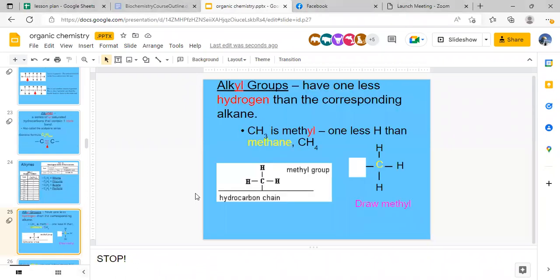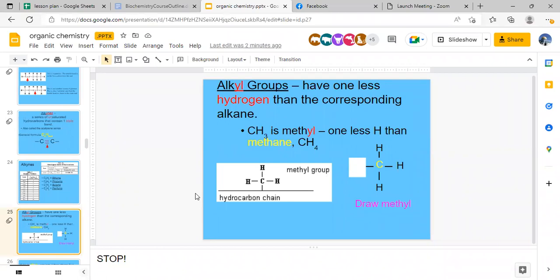Okay. So alkane groups, we call that alkyl. When it's attached to a chain or a carbon, you call that an alkyl group. So when you attach a methane, the bond with one of the hydrogens will be removed, and then you attach the CH3, that will become methyl. That will become a methyl group.